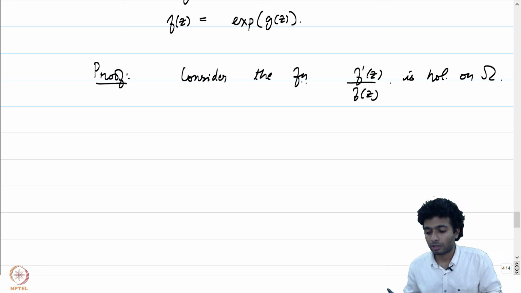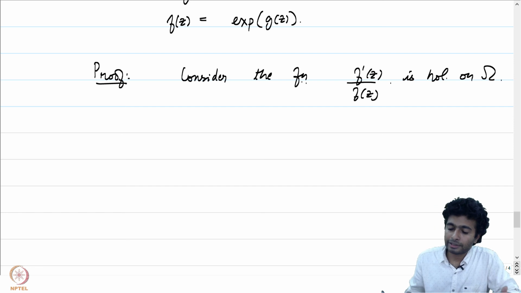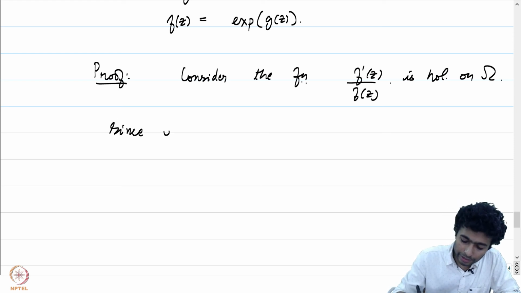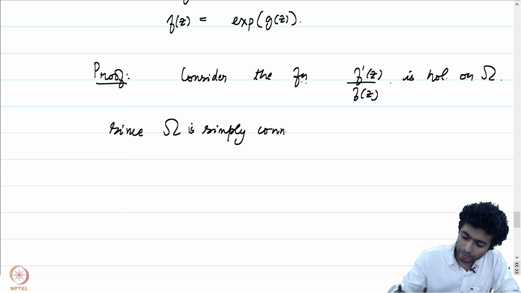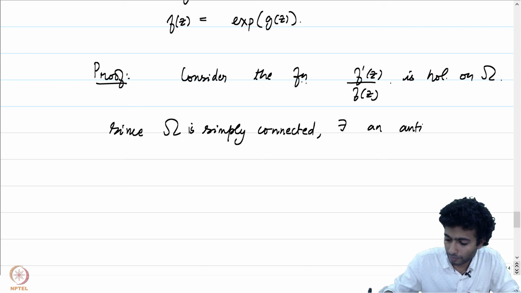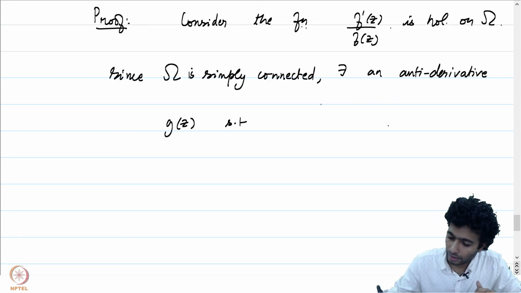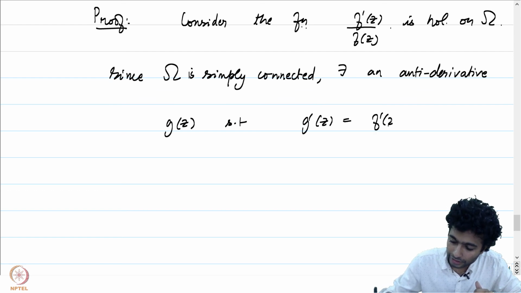What do we know about omega? By applying Cauchy's theorem to simply connected domains, we can say that every holomorphic function defined on a simply connected domain has an antiderivative. So since omega is simply connected, there exists an antiderivative g of z such that g prime of z is equal to f prime of z by f of z.